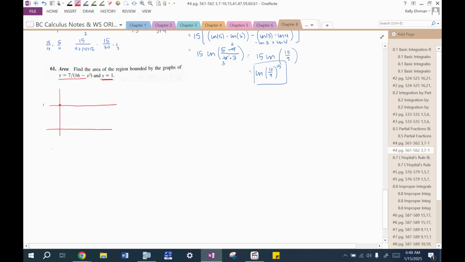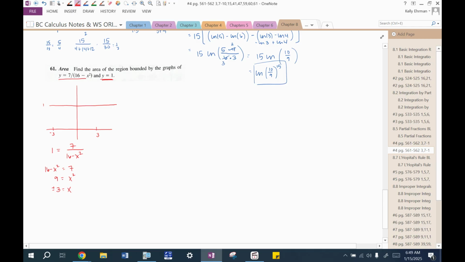Okay, so where does 1 equal 7 over 16 minus x squared? Because I want to know where do they intersect and is this graph above or below 1 or what? So I'm going to multiply 16 minus x squared times 1 to the other side. Subtract 7, add x squared over. So this is plus or minus 3 is equal to x. So my graph is a bit off. Let me readjust here. Put this more in the middle because I'm at -3 and +3.